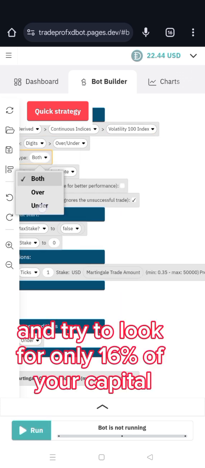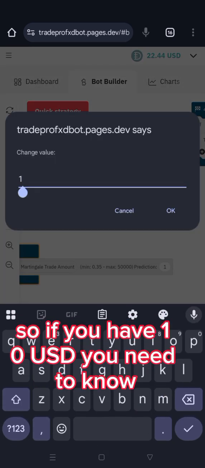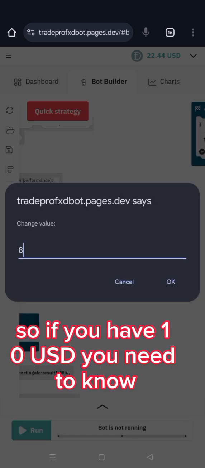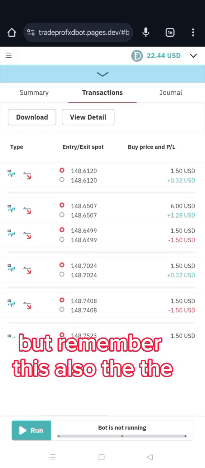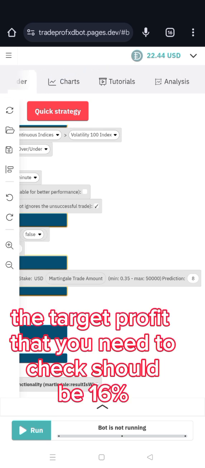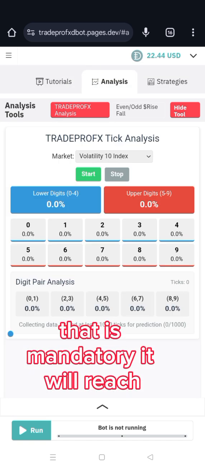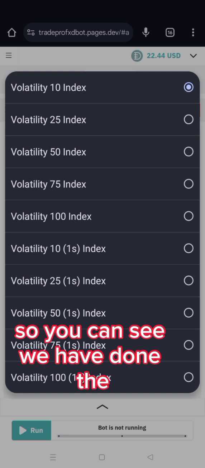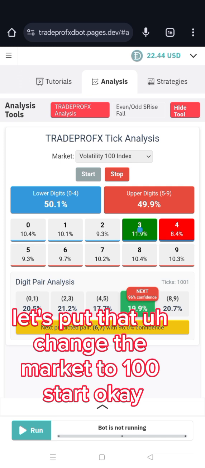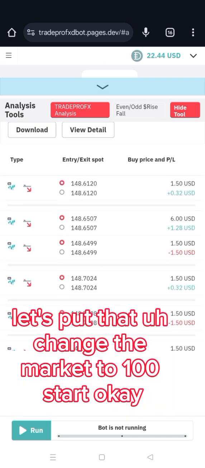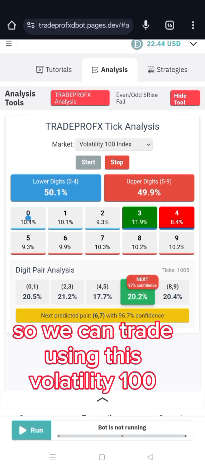TradeProFX.pages.dev, and try to look for only 16% of your capital. So if you have 10 USD, you need to know what stake you need to use. But remember this also, the target profit that you need to check should be 16%. That is mandatory, it will reach. So you can see we have done, let's change the market to 100, start. Okay, this is better, so we can trade using this volatility 100.